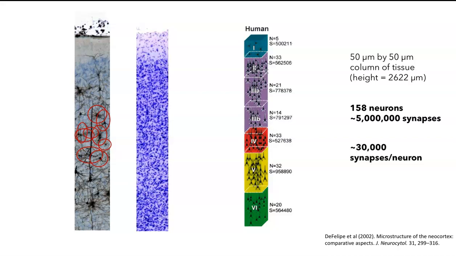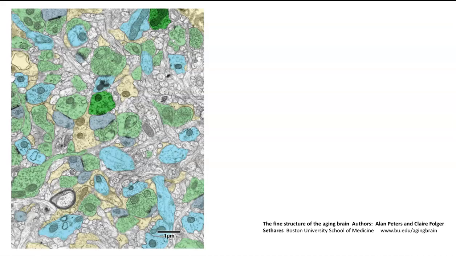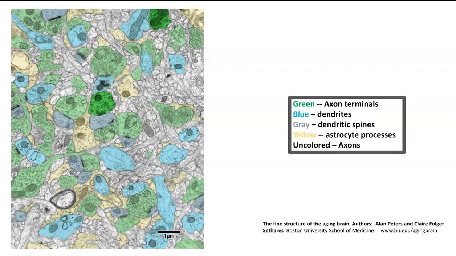And that works out to be about 30,000 synapses per neuron, so much, much more complicated than at the neuromuscular junction. We can see this if we look at electron micrographs. So this is an image that I took from BU's Atlas of the Brain. It's from a monkey. And what the authors of this atlas did is they color-coded the different structures in the image so that green represents axon terminals, blue represents dendrites, gray are dendritic spines, yellow are astrocytes, that's a type of glial cell, and uncolored things are then axon profiles.